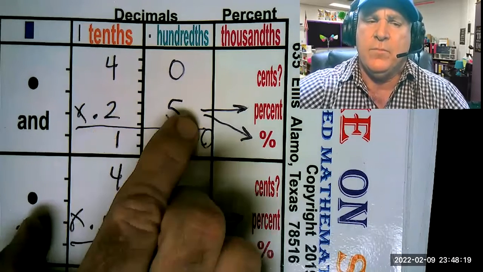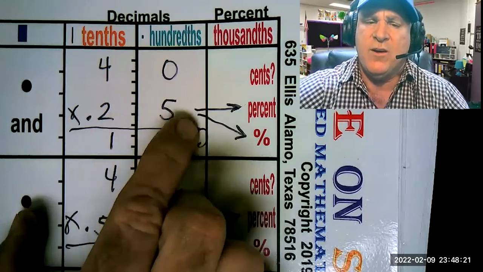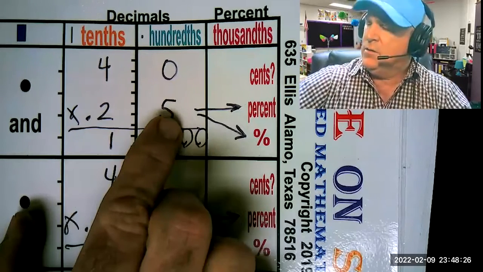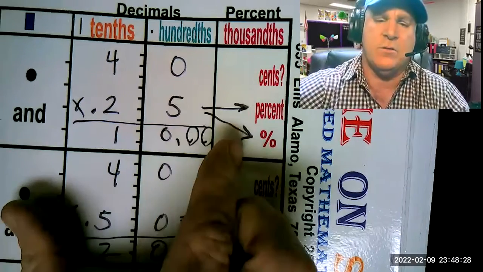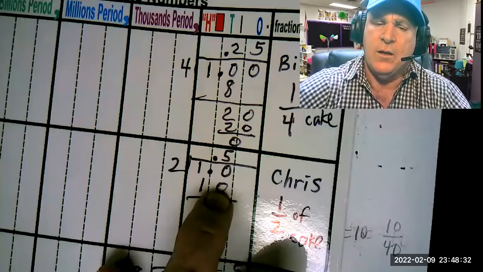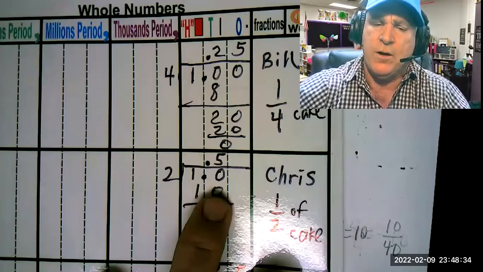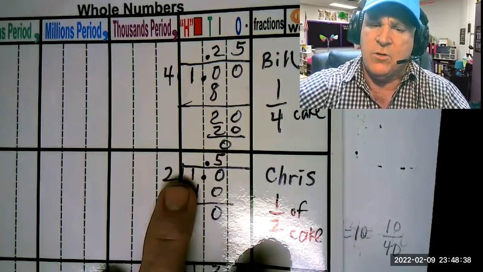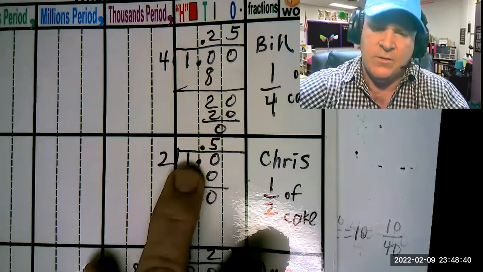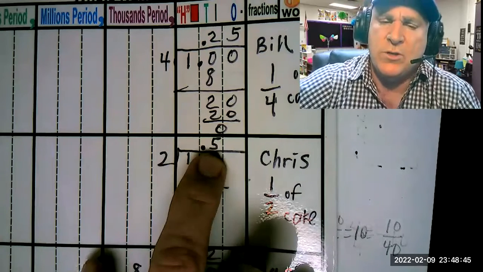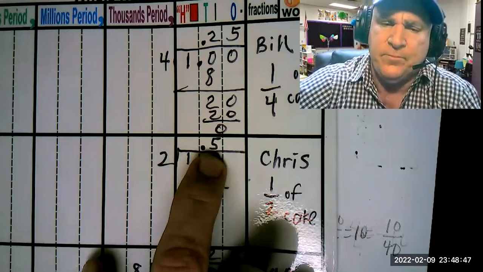Percent. Bill ate 25% of the cake. Let's try it with Chris. All right. Take your fraction, your whole cake, and divide it into 2 equal parts. 2 cannot go into 1. 0 and 5/10 is our final answer. Our quotient, the answer when we divide.